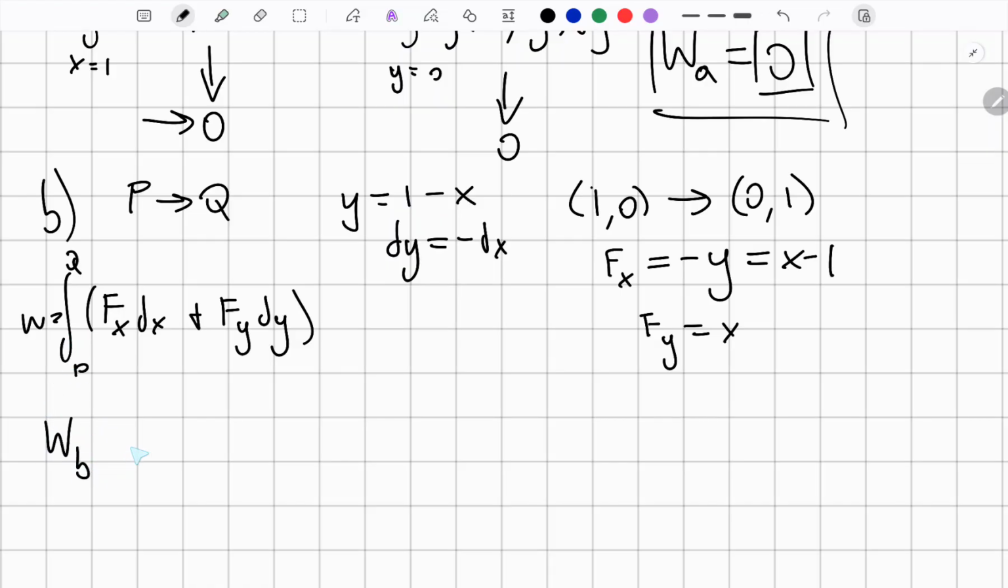We're going to have the work along this path B equal to the force in the x direction, which is x minus 1, plus the force in the y direction, which is going to be x. It's going to be x minus 1 dx. This is from P to Q, Px to Qx, because we're talking about x's here, plus the force in the y direction, x, times that substitution for dy, which is going to be negative dx.